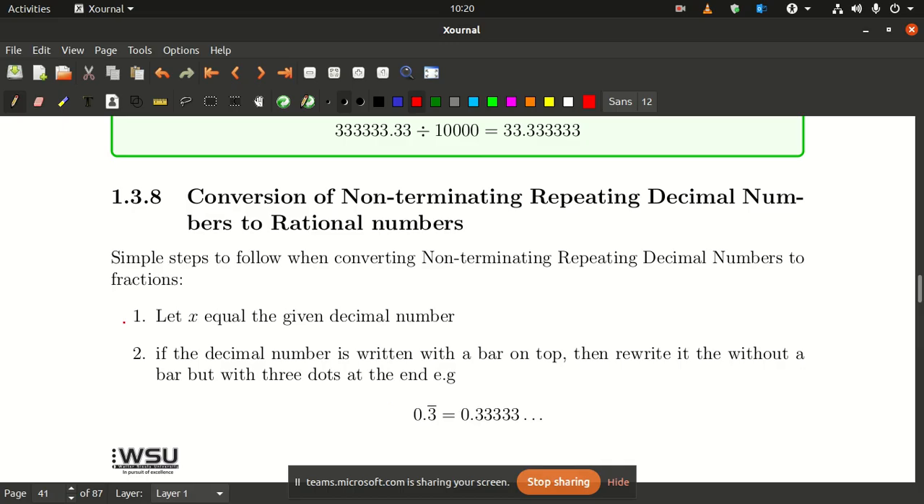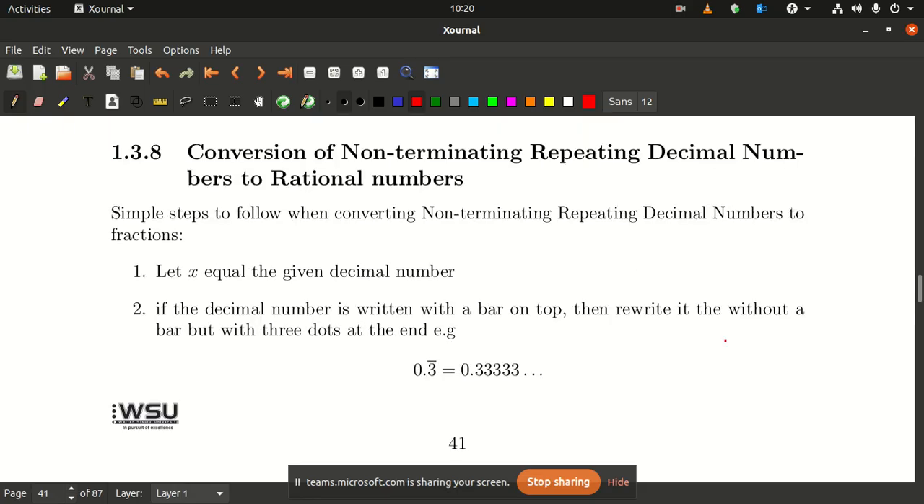Please write these steps one by one. Just write: let x equal the given decimal number. Please unmute yourself so that I'm not too fast when we are doing this, so that I don't end up moving while you're still writing. Let's try also to make it a little bit snappy so that we are not wasting more time. Number 1, let x equal the given decimal number.